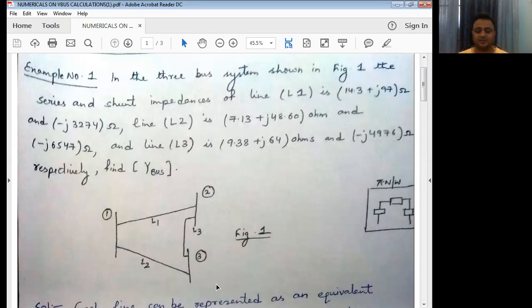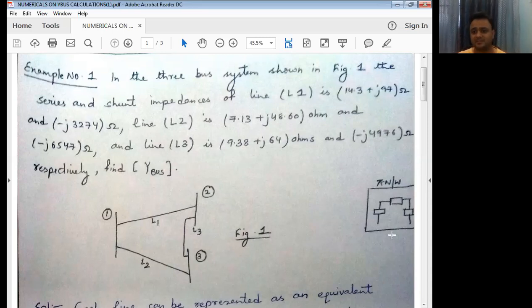Okay, so you have to remember one important concept while framing the Y-bus. The network shown in figure 1 should be in a pi representation. The Y-bus is solved only by using the pi representation; without the pi representation, solving the Y-bus is quite difficult. So in order to ease our solutions, we have to convert this figure 1 into a pi representation.